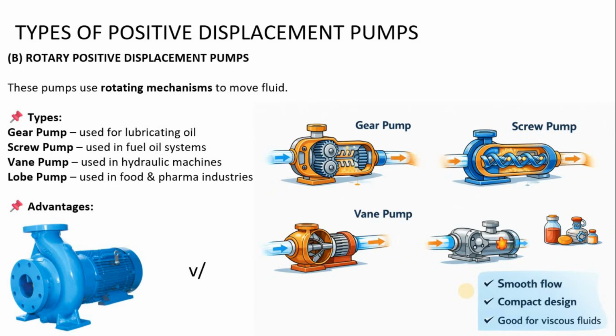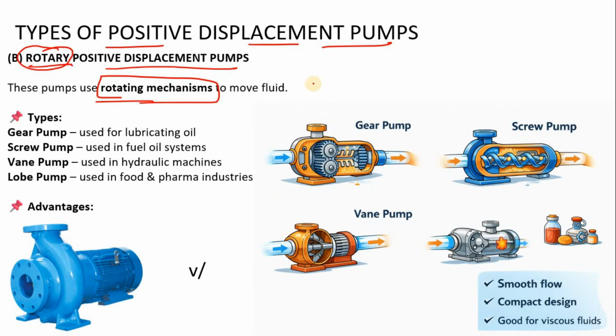Now there is another positive displacement pump, that is your rotary positive displacement pump. When I say rotary, it means the pump will have a rotating mechanism to move fluid from one location to another location. Now the types of rotary positive displacement pumps are your gear pump, okay, which is best for lubricating oil. Then there is the screw pump, which you will see in the fuel oil system. Vane pump, which is used in hydraulic machines. Then there is the lobe pump, which is used in the food and pharma industries.